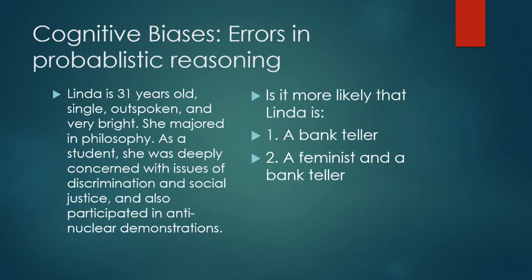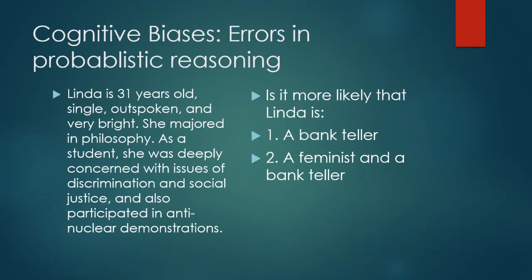So here's another one. Errors in probabilistic reasoning. This is a classic example of a kind of cognitive bias. People are given the following story and then asked about Linda. Linda is 31 years old, single, outspoken, and very bright. She majored in philosophy. As a student, she was deeply concerned with issues of discrimination and social justice, and also participated in anti-nuclear demonstrations.